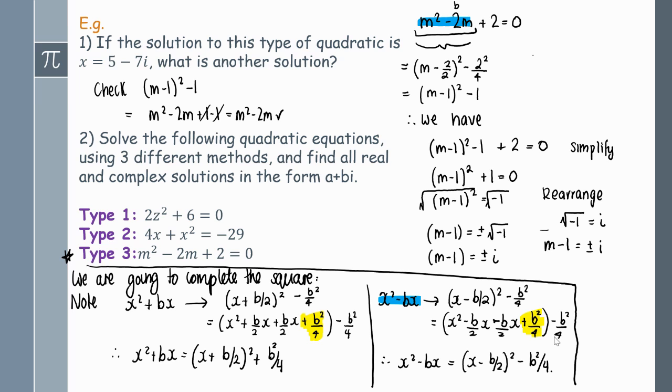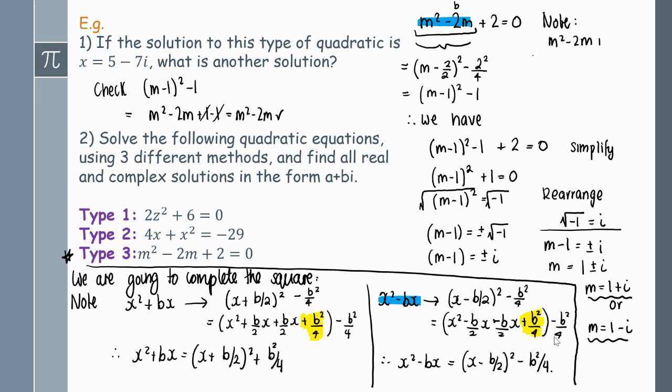Bring the minus 1 to the other side. I'm going to put it in front, so I'll get m equals 1 plus or minus i, just for rearranging. Then I'll have two solutions: m equals 1 plus i, or m equals 1 minus i. And again, they're going to be the conjugates of each other. Of course, there are other ways to do this. I'm just showing you one way. You don't have to complete the square.